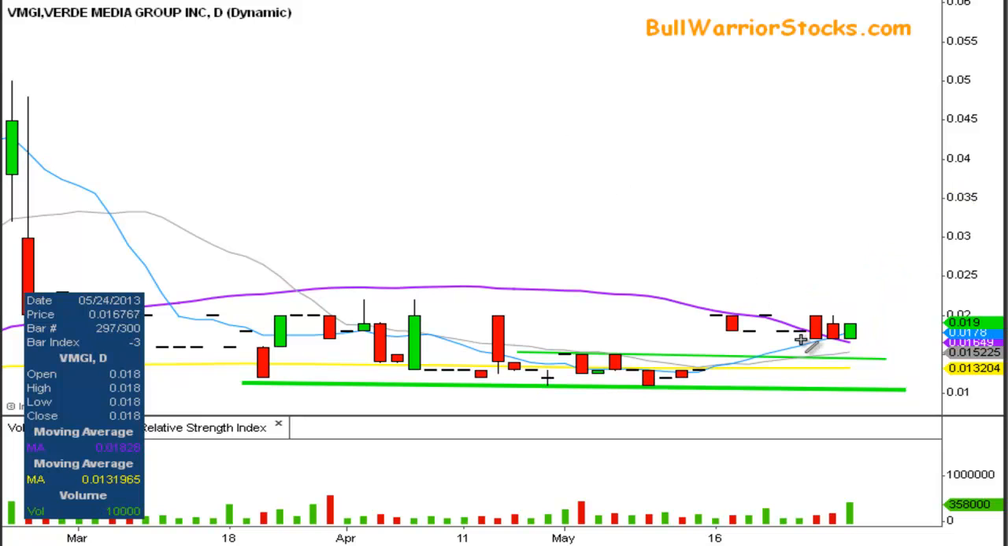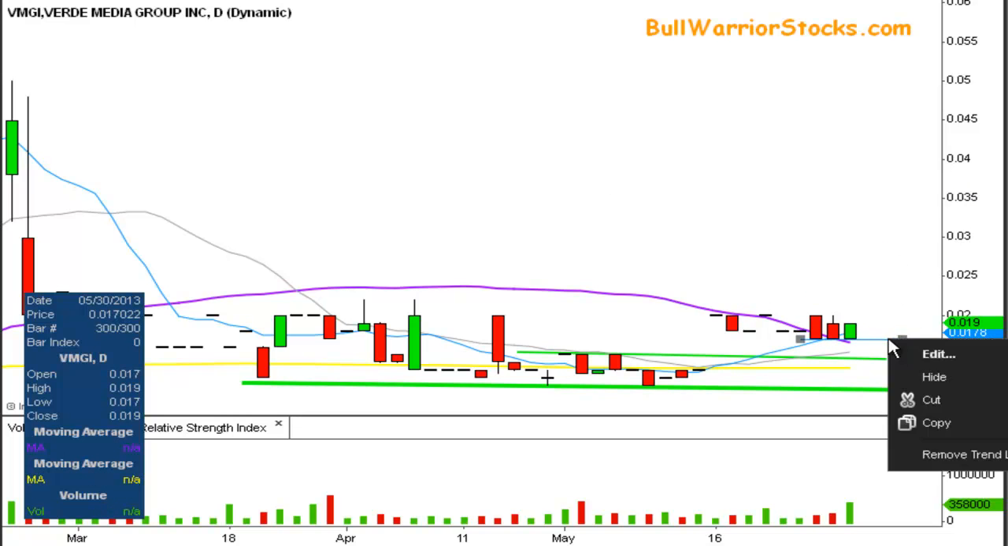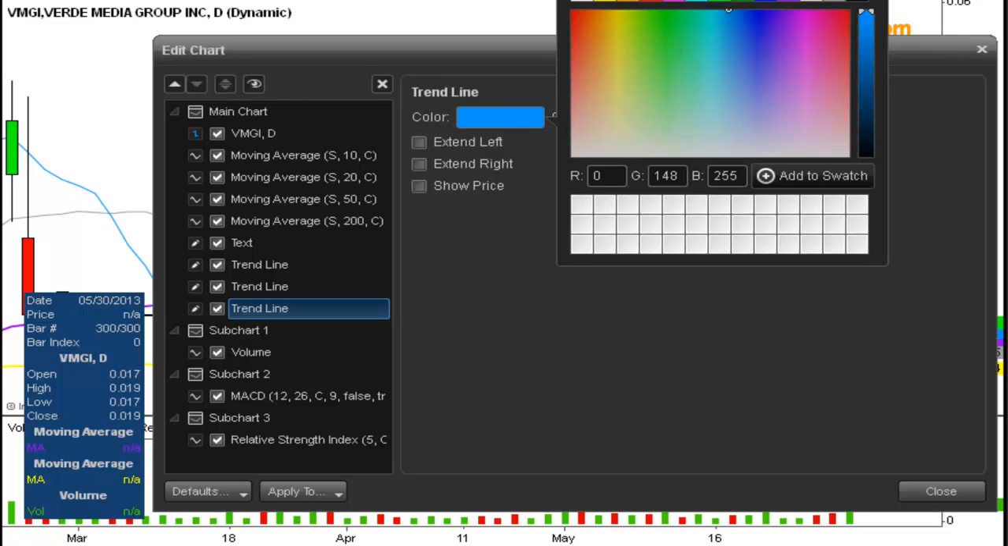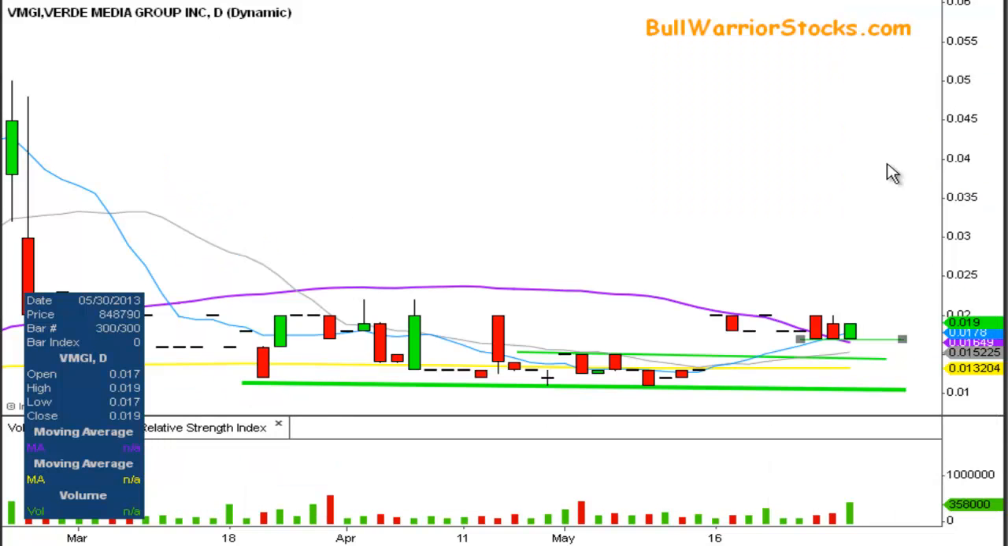So the very short-term level of support, and I'm going to leave this line skinny green just because, if the price were to fall below this level, that doesn't mean that the chart's toast or you should panic or anything like that.